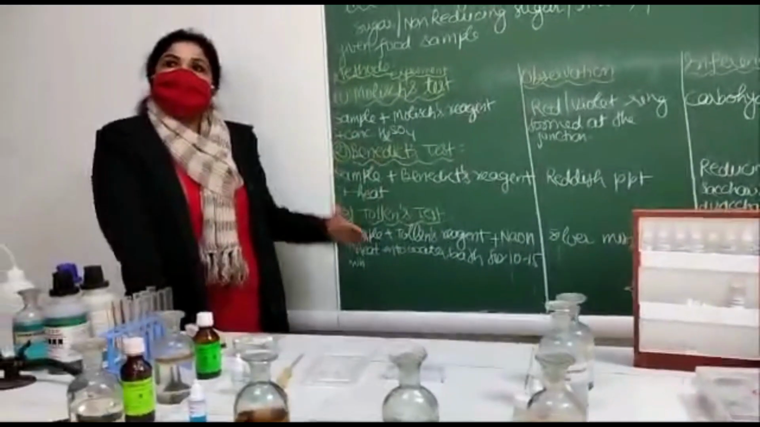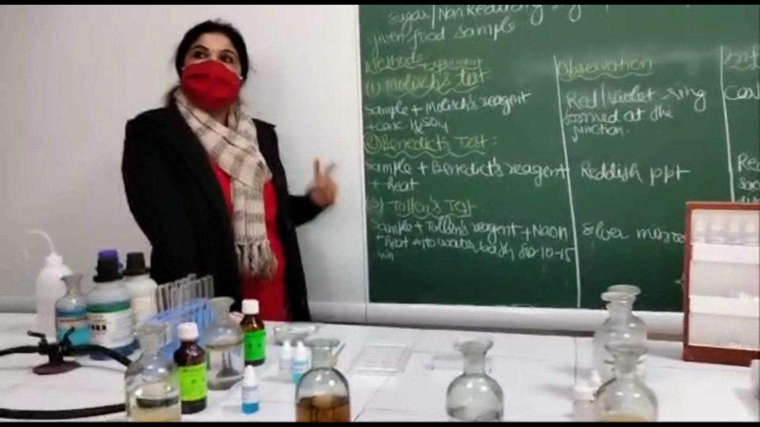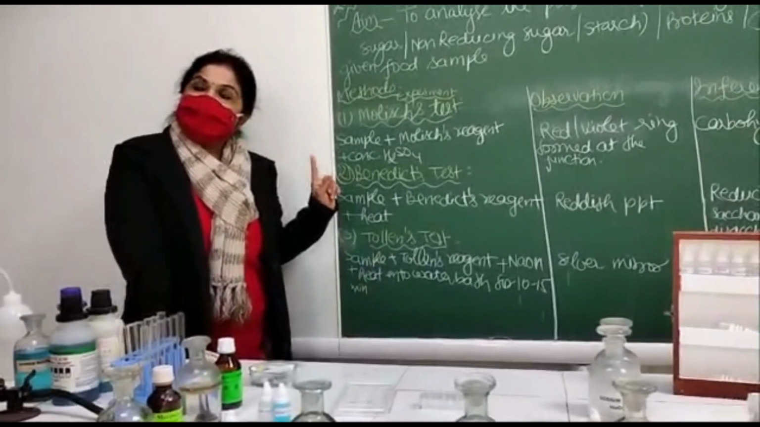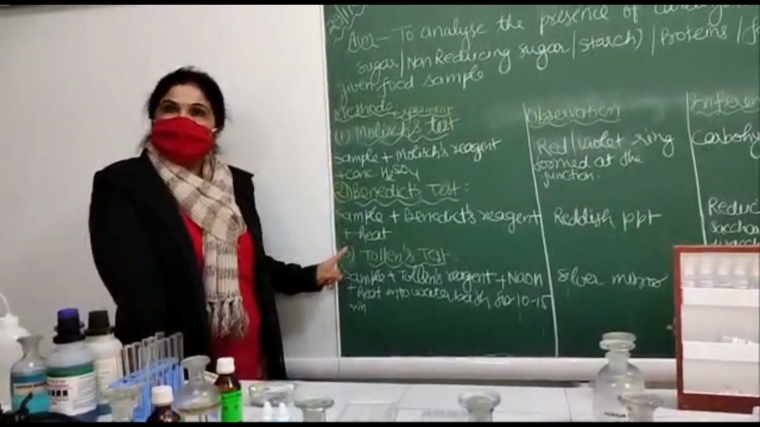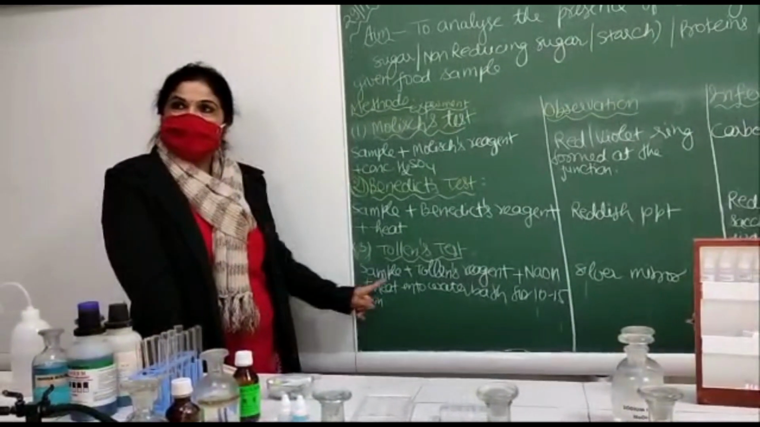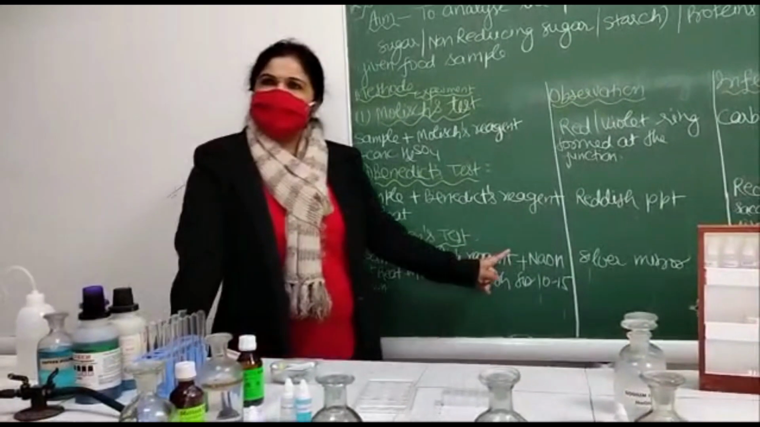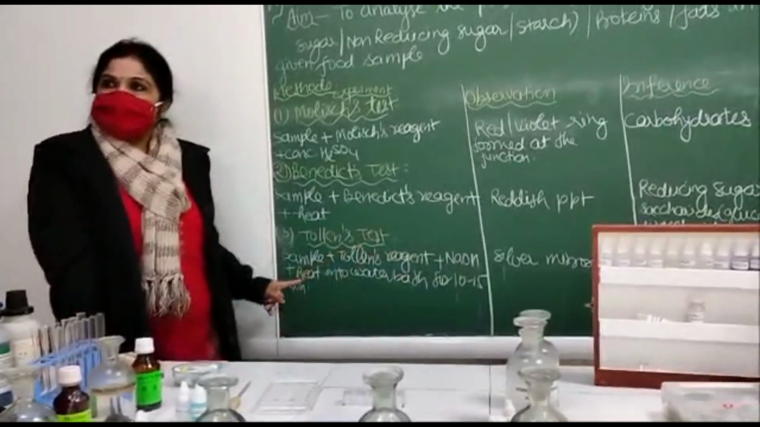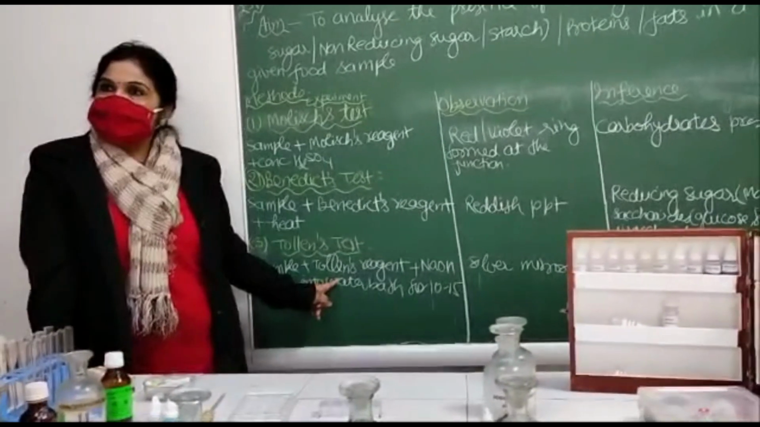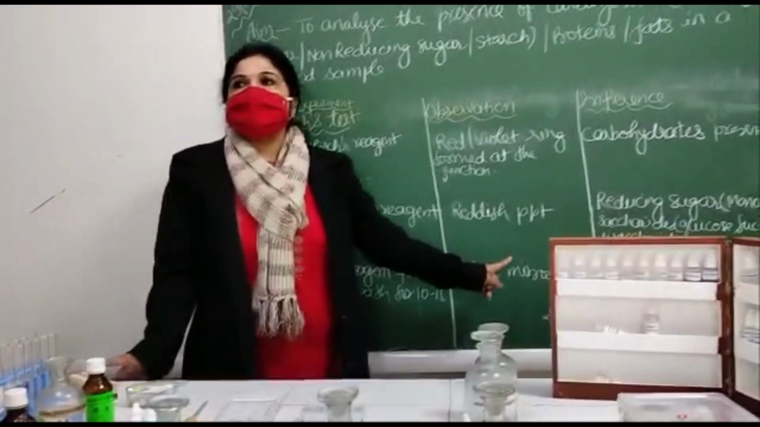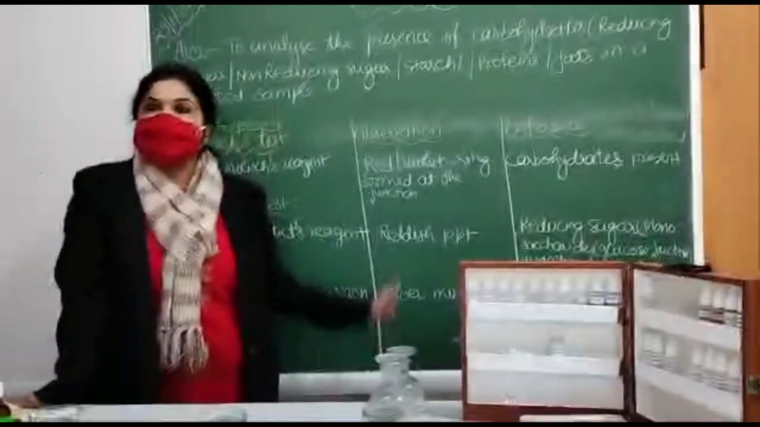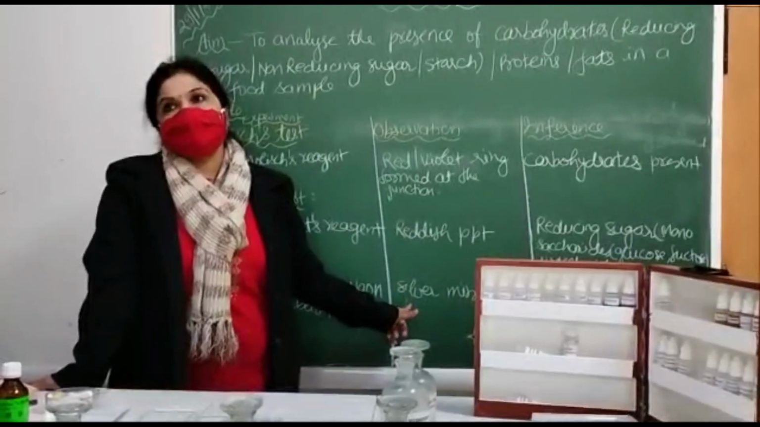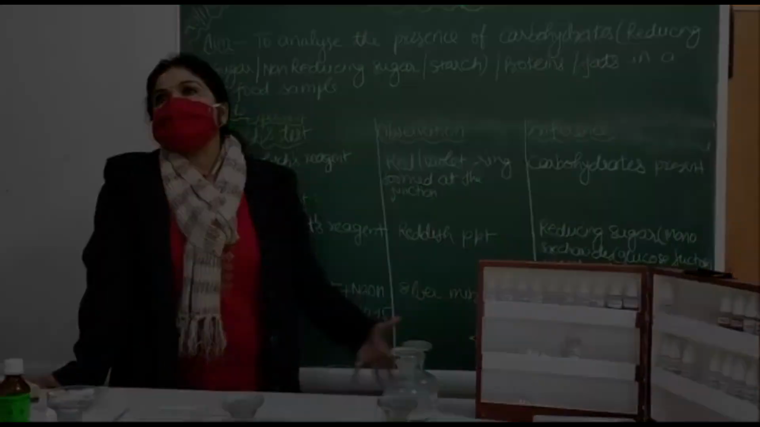But if you want to do more tests for the reducing sugar, you can do two more tests. One is the Tollens test, which you have already done in the functional group. So what is Tollens test? In the food sample, add Tollens reagent, add 2 to 3 drops of NaOH to provide basic medium, put into water bath, heat for 10 to 15 minutes, and then you are getting silver mirror. Definitely you will get the silver mirror, because if you are getting the Benedict test positive, you will get Tollens test also positive. So this is also confirmation of reducing sugar.